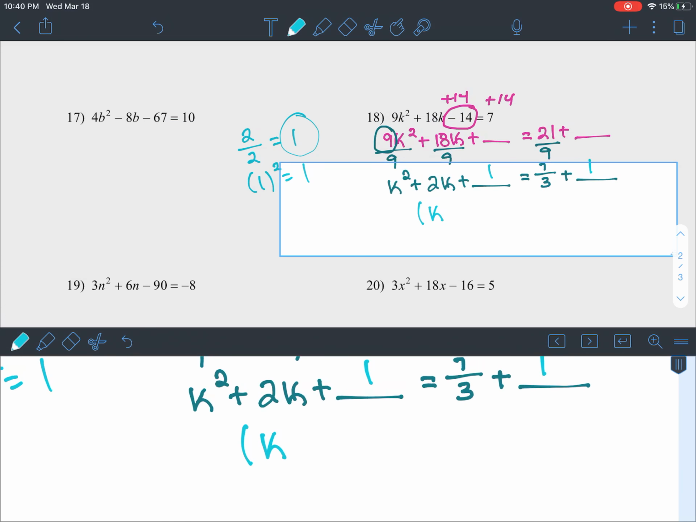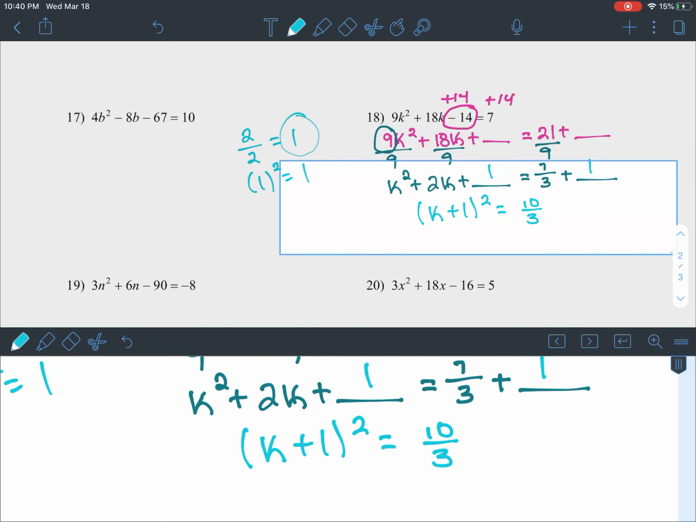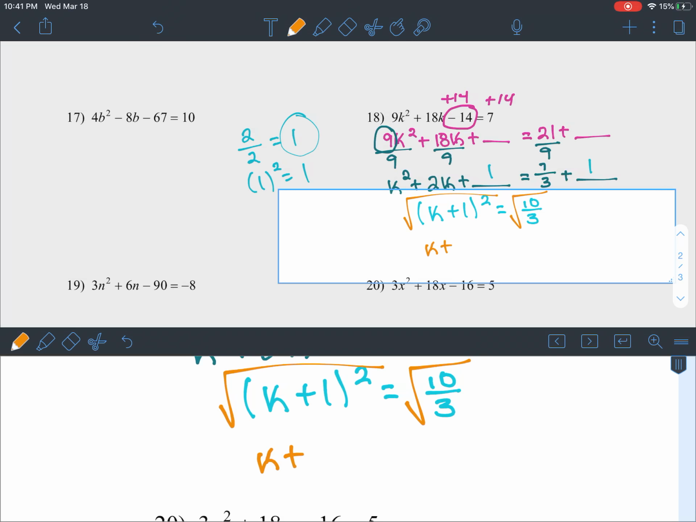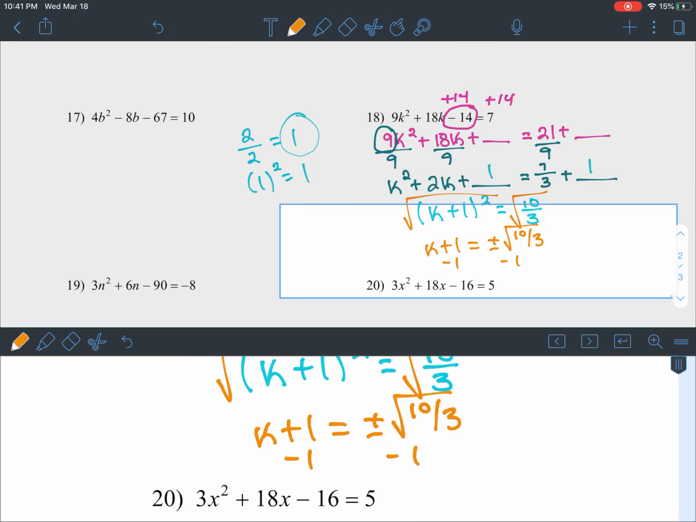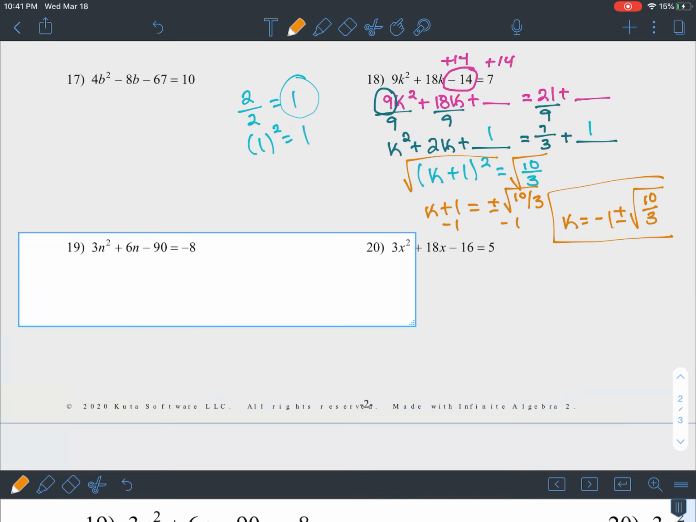And then we continue solving. So variable, plus whatever half of b was, squared, and that's going to equal 10/3. Square root both sides. So k plus 1 equals plus or minus the square root of 10/3. Subtract 1 from both sides, and my final answer is going to be k equals -1 plus or minus the square root of 10/3.